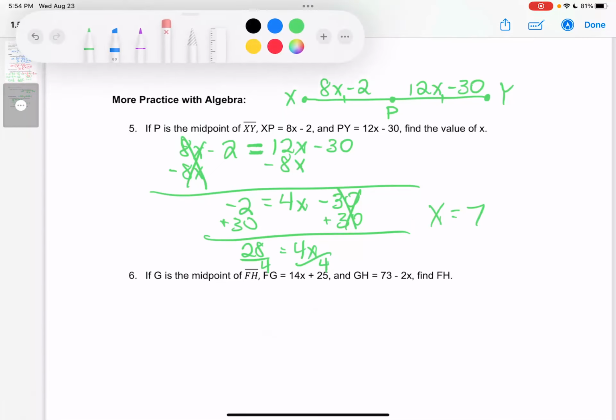And last but not least, I have G is the midpoint of FH.